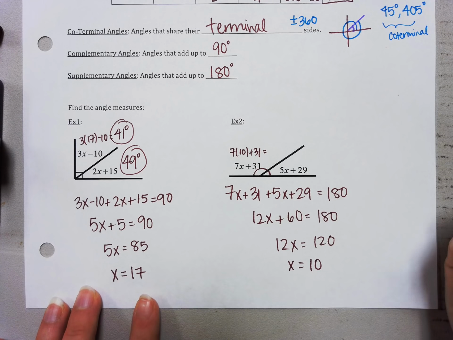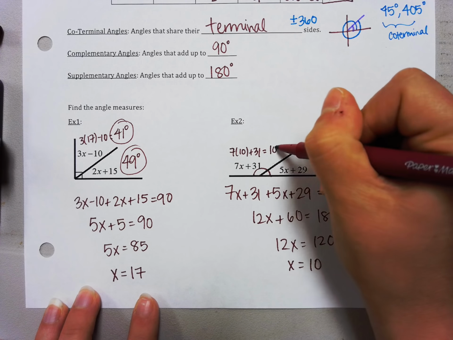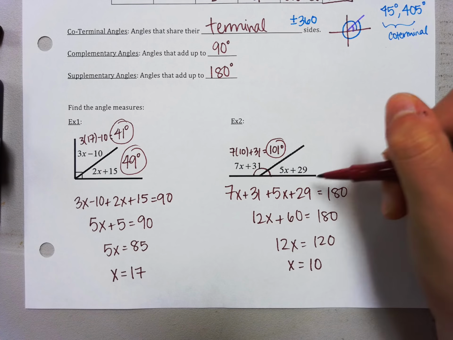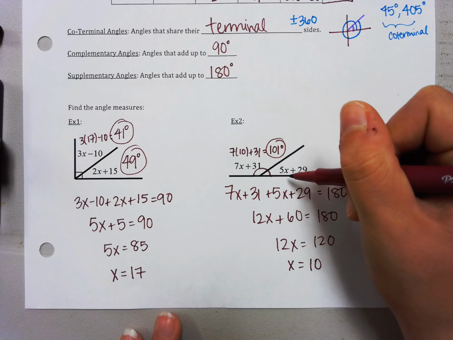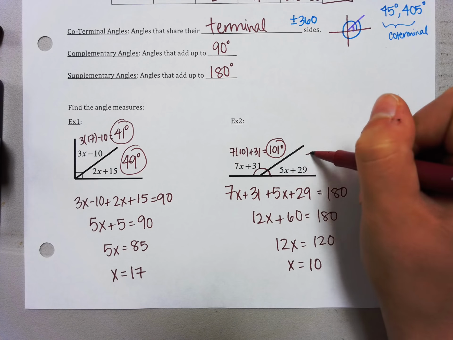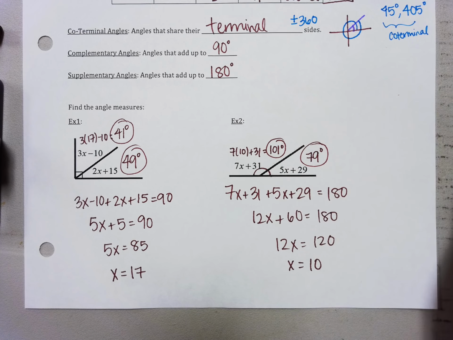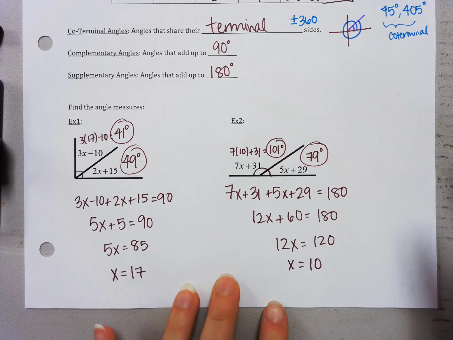And again, to find the actual angles, I'm going to sub in 10 for x, and I'll get 70 plus 31, which is 101 degrees. Not really accurate for my picture, but that's okay. And then if I plug in 10 to this one, you could do it either way, but 50 and 29 will be 79. And you could double check, or I could do 180 minus 101 and also get that 79 degrees. That's part 2, so that should be pretty familiar and pretty straightforward.